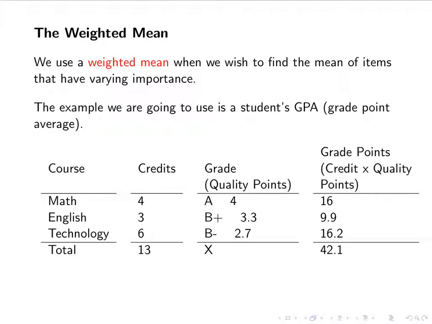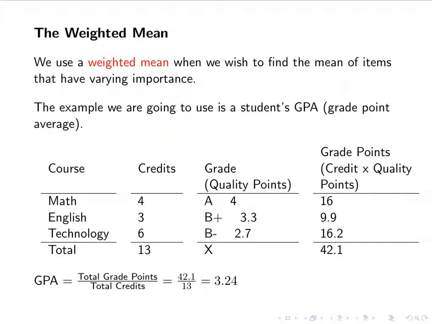So it is these two numbers that are the important ones, the total credits and the total grade points. To calculate the GPA, we divide the two. So it's the total grade points divided by total credits. 42.1 divided by 13, 3.24. Typically for GPA, we go to 2 decimals. So 3.24, that's roughly a B+.